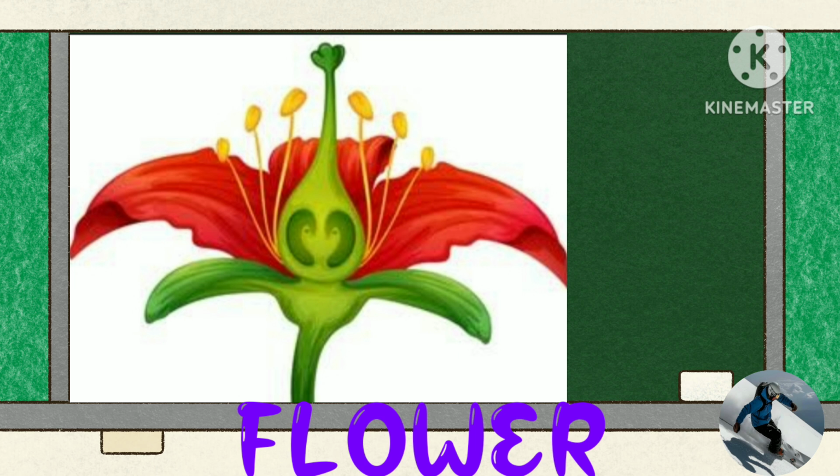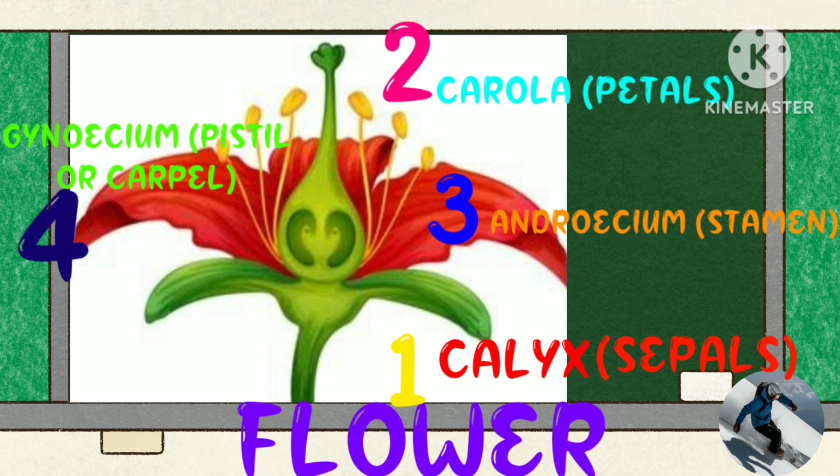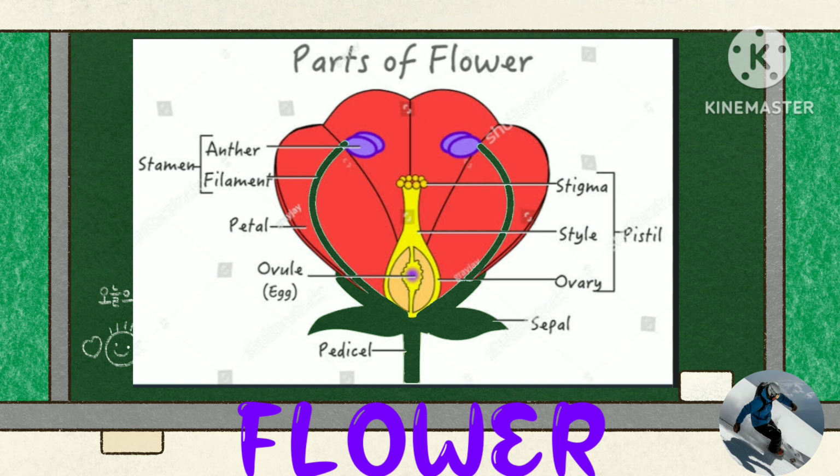Generally, there are four sets of parts which are arranged in rings or rolls. First, calyx, corolla, androecium, and gynoecium. These are the four rolls of flower. The outermost roll is the calyx, which consists of small green leaf-like structures called sepals. Sepals help in protection of the flower in its bud stage.